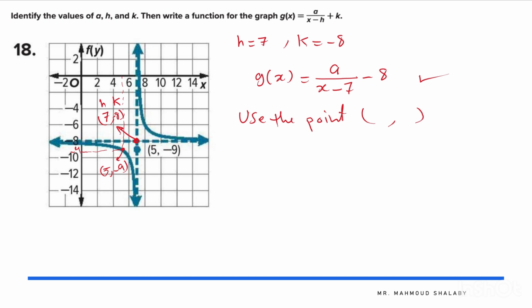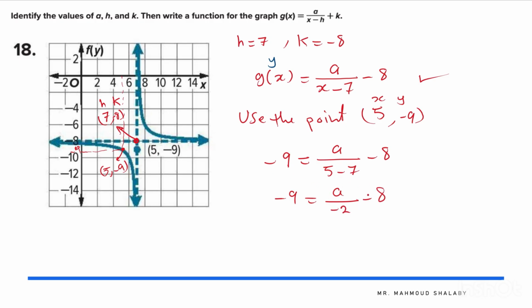This point is 5 and negative 9, and I will label it as x and y. Don't forget y is the same as g of x here. So in this case I will replace y by negative 9, so I will write here negative 9 equals a, I still don't know it, x is 5 minus 7, and we have here minus 8. I will just simplify this. 5 minus 7 is negative 2, minus 8.